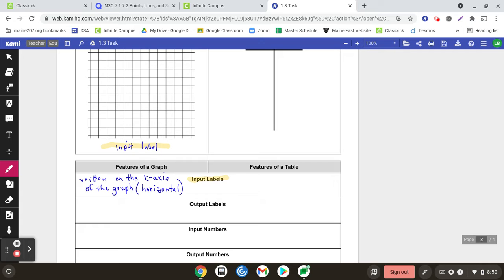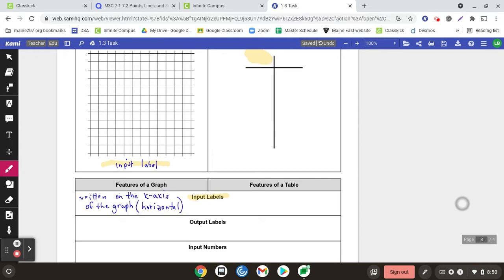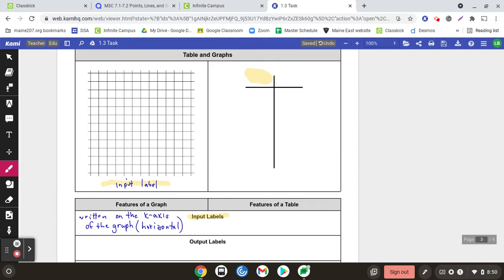Goes across. The input label on a table goes right here. So I'll label that correctly. And that is the label on the first column of the table.